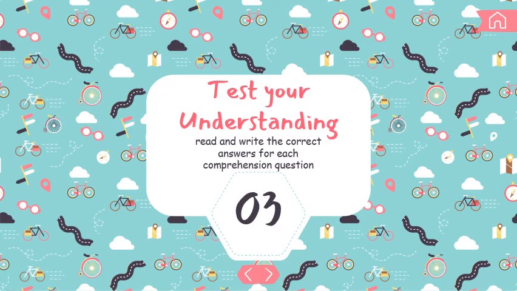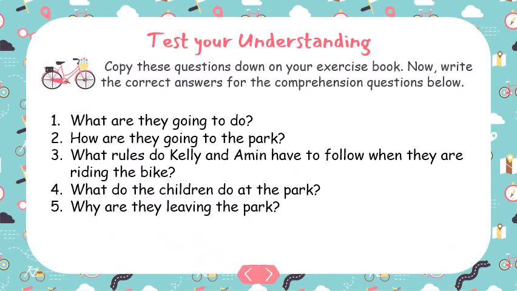Let's look at this activity. Okay, test your understanding. Copy these questions down on your exercise book, which is your small English exercise book. Now, write the correct answers for the comprehension questions. I will give you a snapshot of this activity and send it to the group chat. Then, I want you to answer all these questions. As usual, when you are writing it down, please remember to write the day and the date, okay?